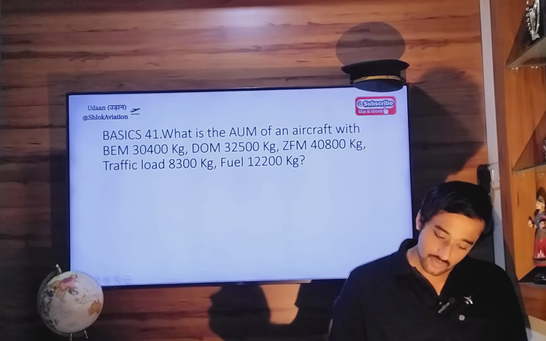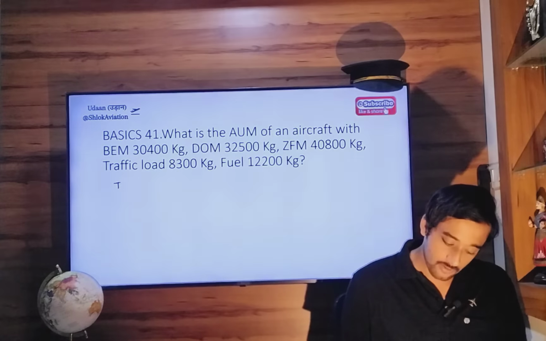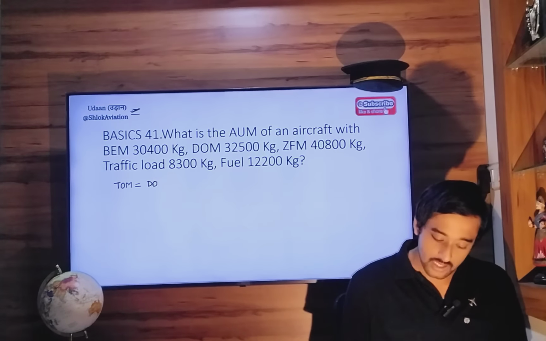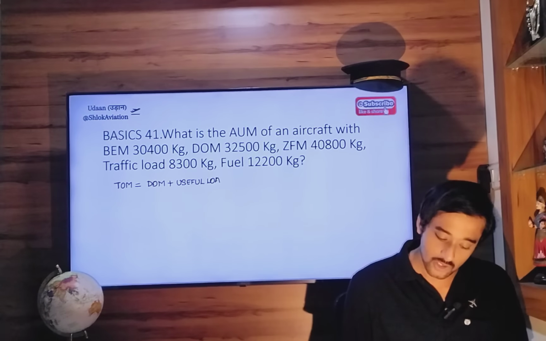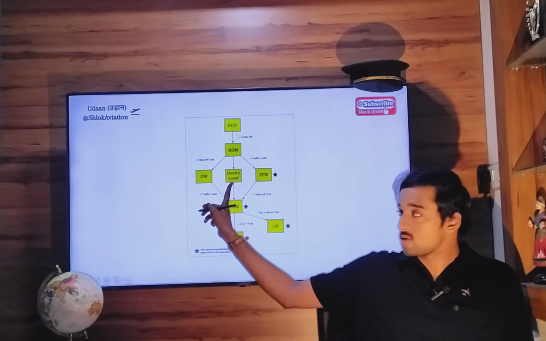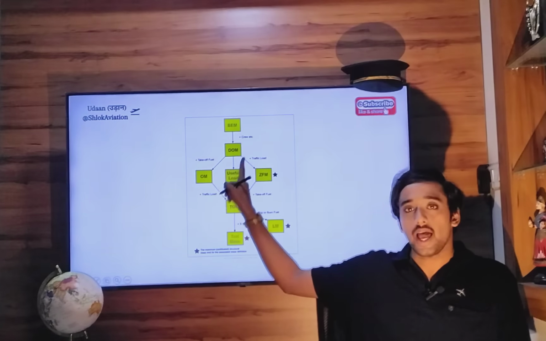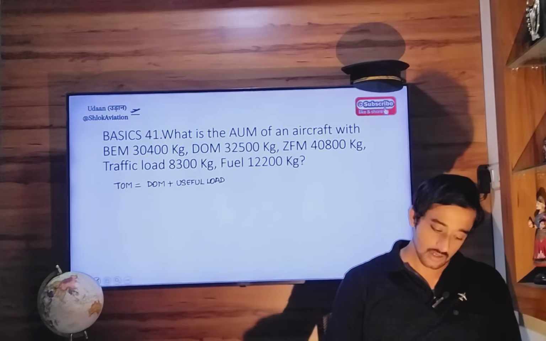So the takeoff mass of this aircraft will be dry operating mass plus useful load. So over here, takeoff mass equals DOM plus useful load. A useful load is made up of takeoff fuel and traffic load. So let's substitute the values.